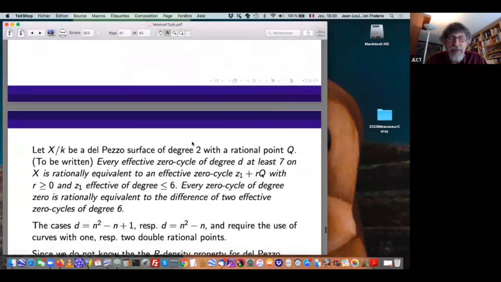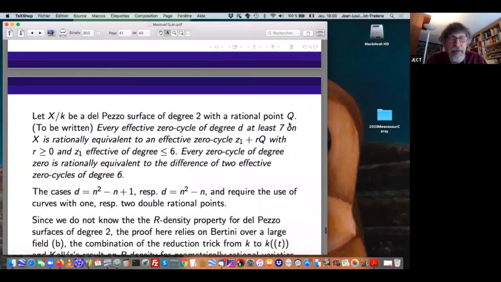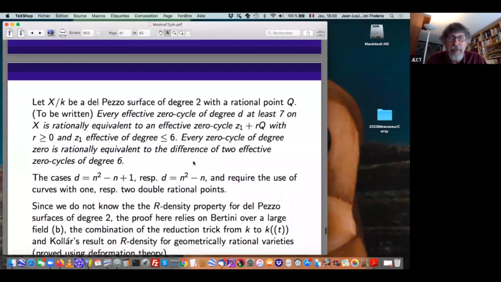So let's look at the del Pezzo surface of degree 2 with a rational point. The statement which I have to double check is this: I assume my del Pezzo surface has a rational point. Every effective 0 cycle of degree at least 7 on X is rationally equivalent to an effective 0 cycle Z1 plus a rational point, where Z1 is effective of degree at least 6. This immediately implies that every 0 cycle of degree 0 is rationally equivalent to the difference of two effective 0 cycles of degree 6.